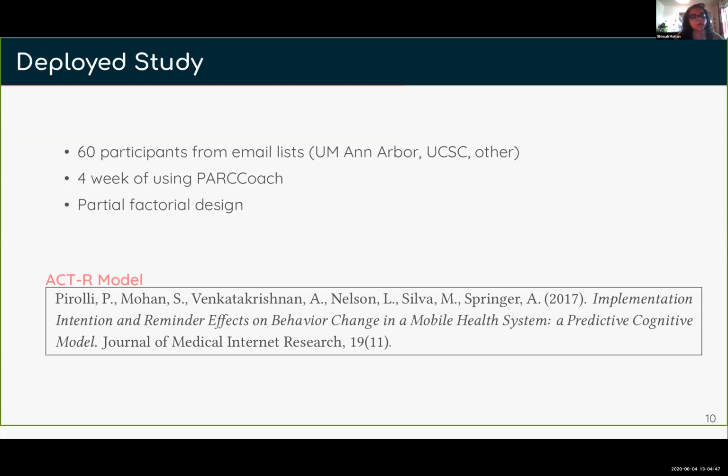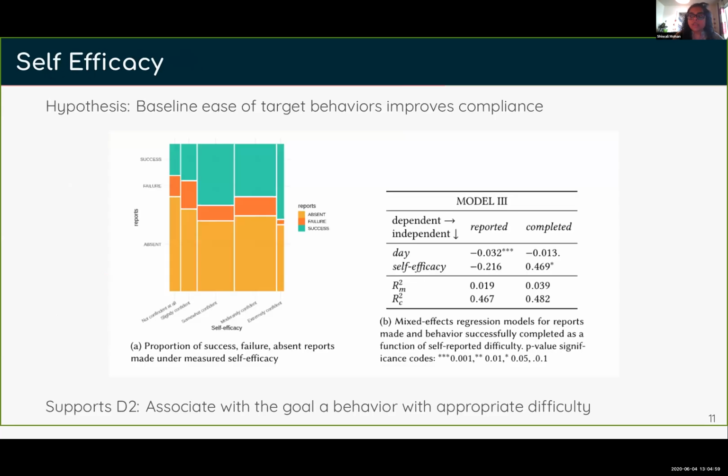I want to give a shout out to Peter's work, who built an actor model fit onto this data. Please look it up, it's a very cool, precise actor model of habit building in people. I'll very quickly go over the results, and I have a pointer to the paper at the end of the talk, so please go and read the details of it.